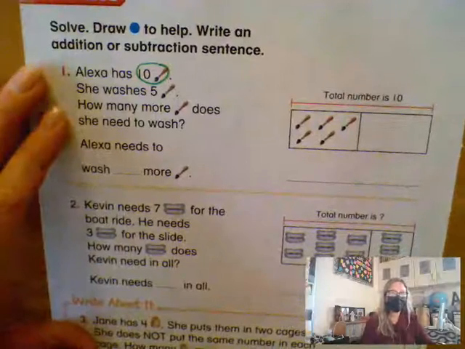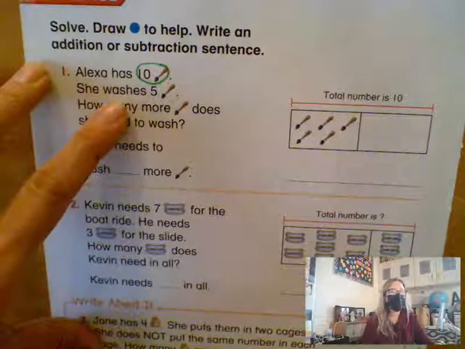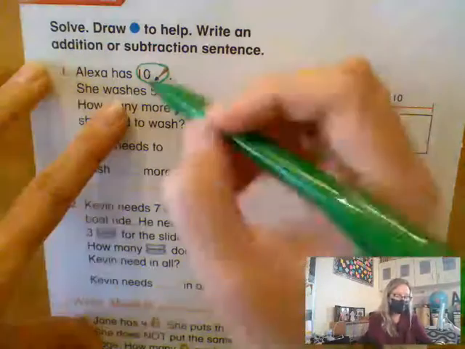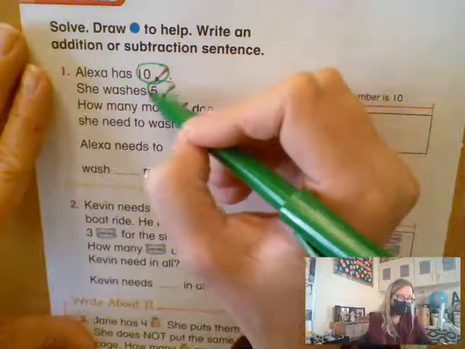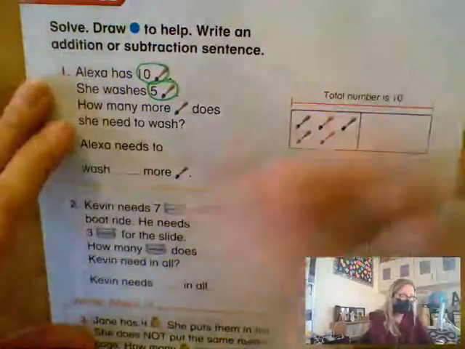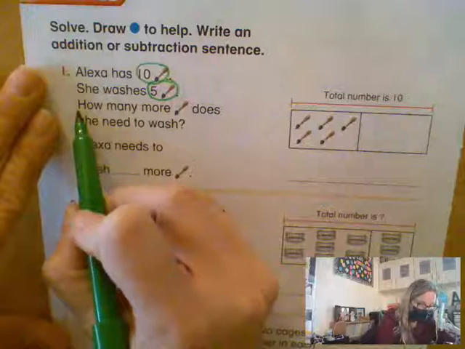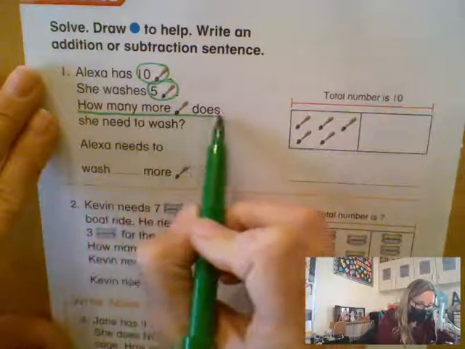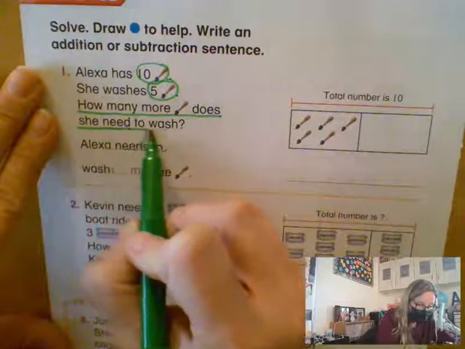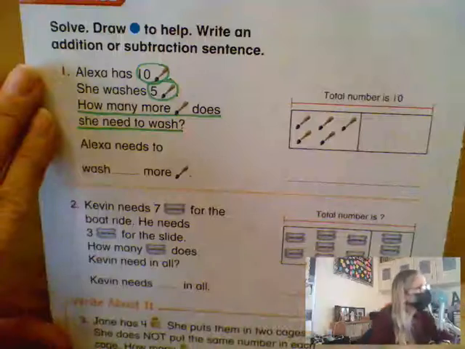Everybody circle 10 paintbrushes. She washes 5 paintbrushes. Everybody circle 5. And now we're going to underline. Go ahead. How many more paintbrushes does she need to wash? Fantastic. Nice reading. All right.